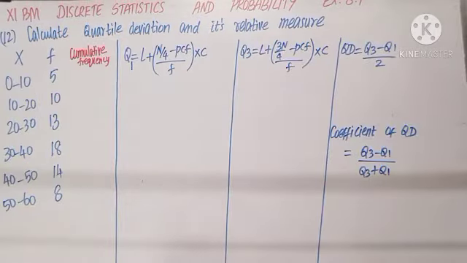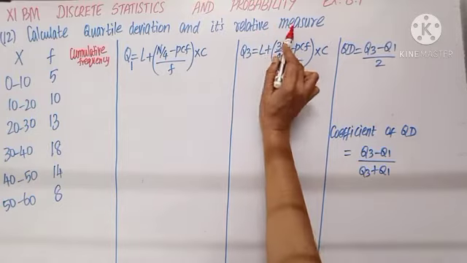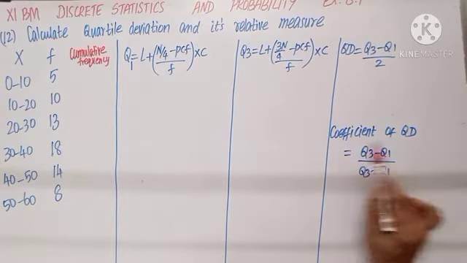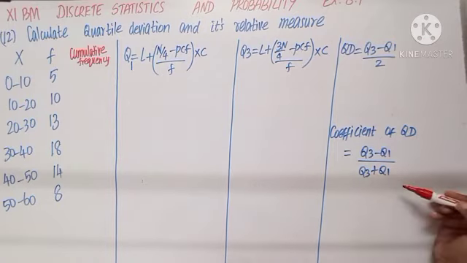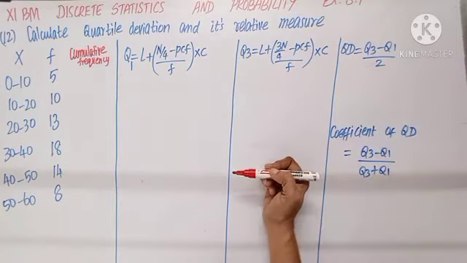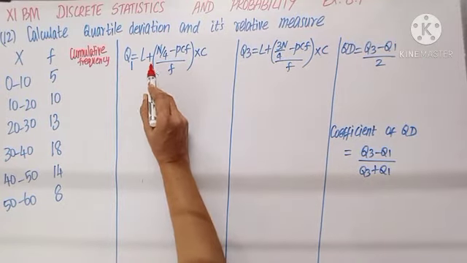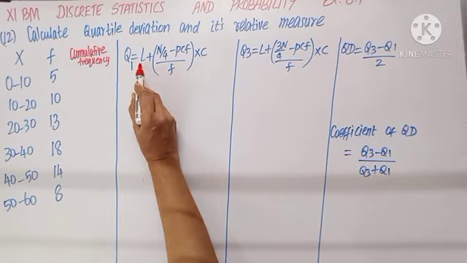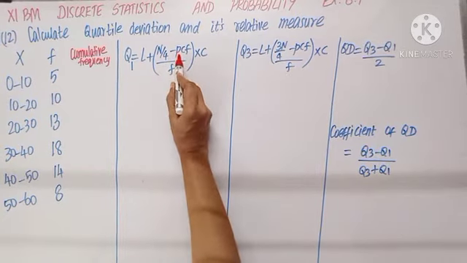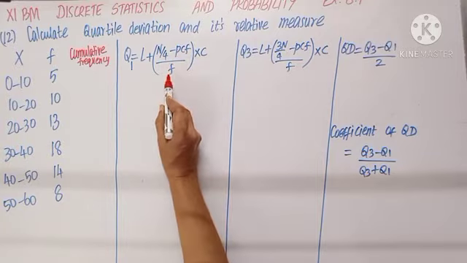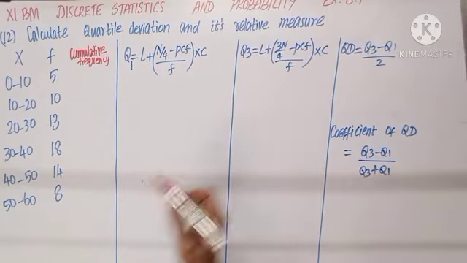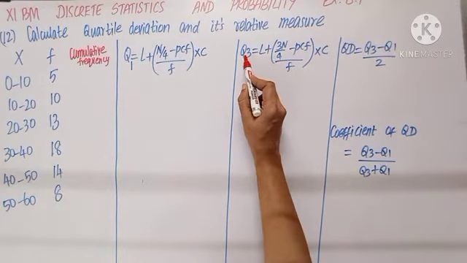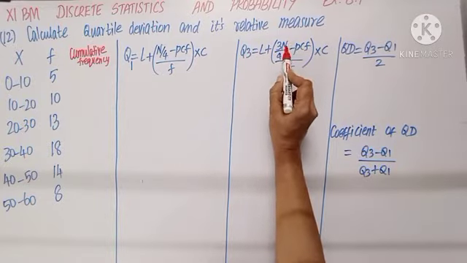Question number 12. Calculate quartile deviation and its relative measure. Relative measure again stands for coefficient of quartile deviation. As we recall the two formulas, we need to know what Q1 and Q3 are. For Q1, we recall the formula from the previous classes. It is lower limit plus (N by 4 minus previous cumulative frequency) by frequency of the quartile class, into class interval's length. Same thing we adopt for Q3; 3N by 4 is the only change.